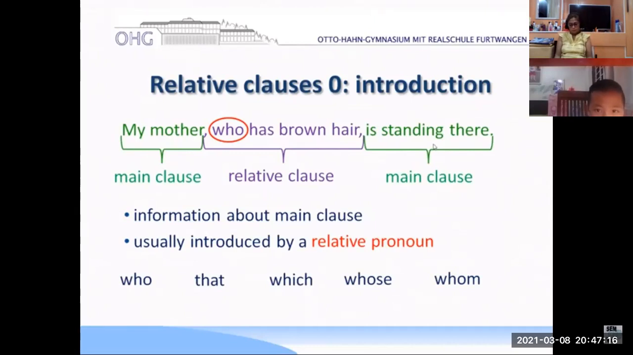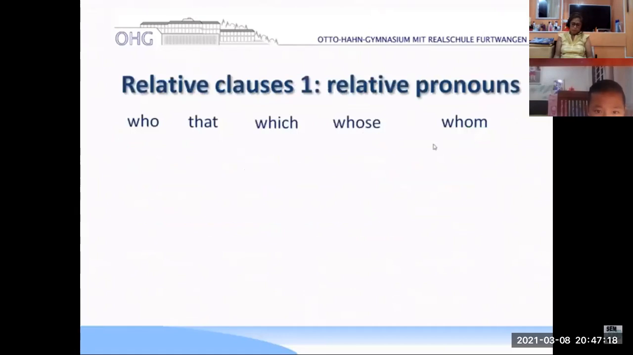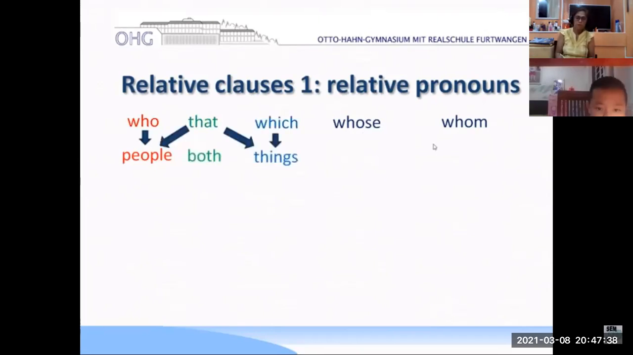So in the second step, we'll have a closer look at relative pronouns. Again, it's who, that, which, whose, whom, and I'll explain what they deal with. So who always talks about people. Which talks about things, and that is because you can talk about both. So, genius, if you don't know which relative pronoun to use, use that.